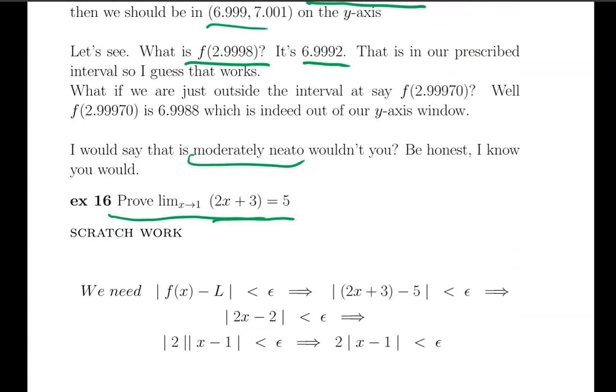Again, start with your scratch, f of x minus L, which in this case is 2x plus 3 minus 5. Again, as I'm doing this, what am I hoping shows up? Absolute value of x minus 1, because that's x minus a. And lo and behold, oh, look at that, we factor out a 2. And again, so divided by 2, it's an epsilon over 2 proof, as I said earlier.